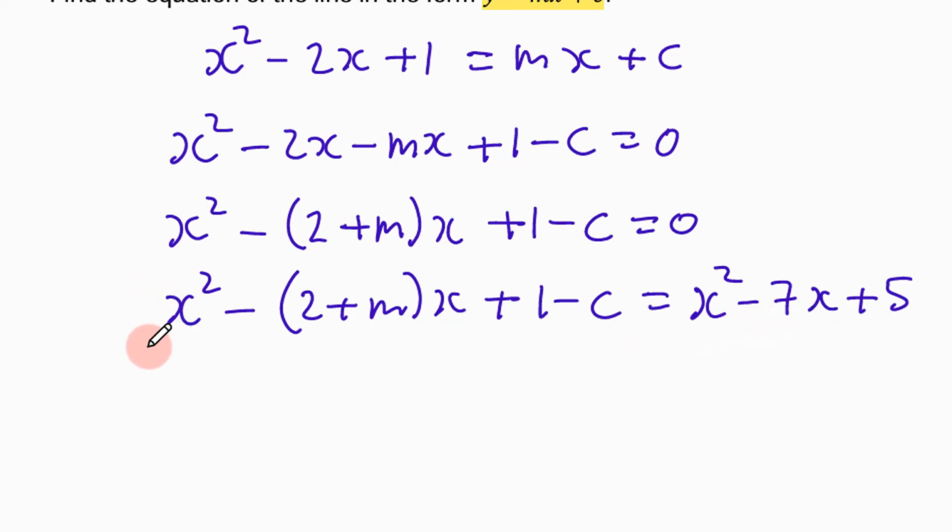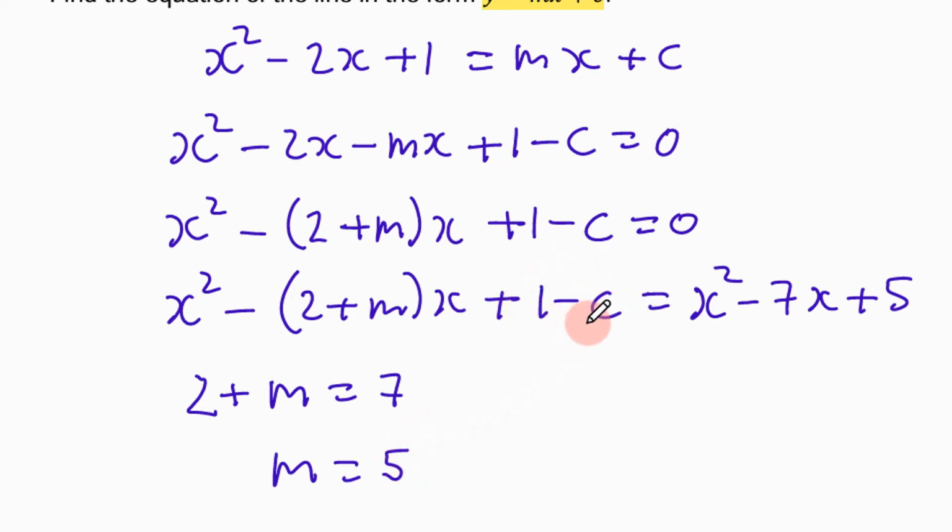On the left-hand side, we have 1x squared. On the right-hand side, we also have 1x squared. Then our term in x is negative brackets 2 plus m x on the left-hand side. And on the right-hand side, it's negative 7. The coefficients on the left-hand side must equal the coefficients on the right-hand side. So that means 2 plus m must equal 7. And we can solve for m here, and m is going to be 5. So 7 minus 2, which is 5.